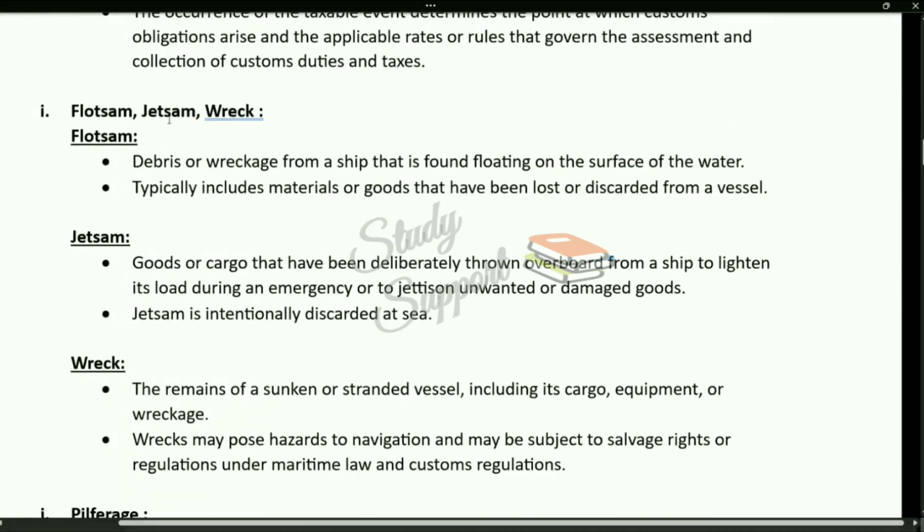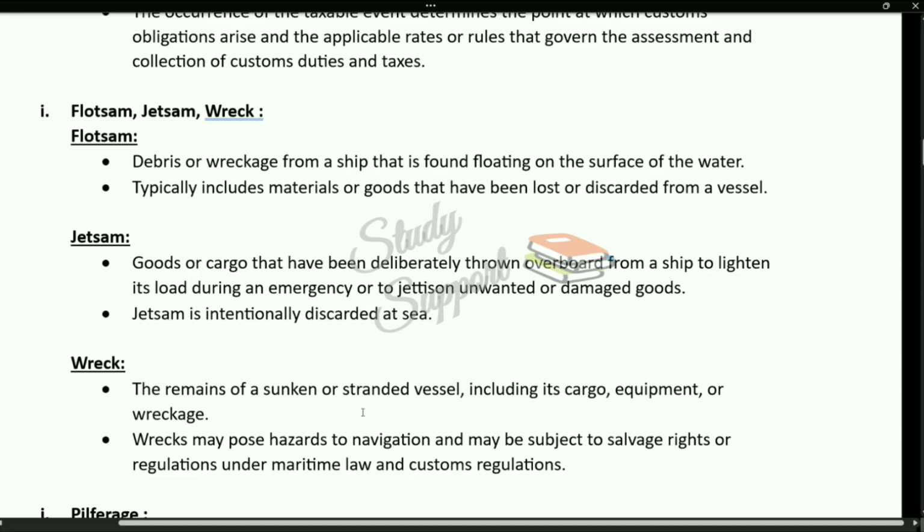I. Flotsam, jetsam, wreck. Flotsam. Debris or wreckage from a ship that is found floating on the surface of the water. Typically includes materials or goods that have been lost or discarded from a vessel. Jetsam. Goods or cargo that have been deliberately thrown overboard from a ship to lighten its load during an emergency or to jettison unwanted or damaged goods. Jetsam is intentionally discarded at sea.